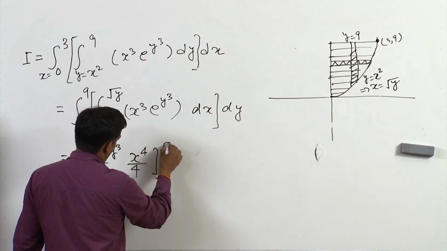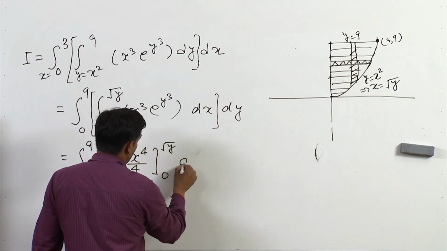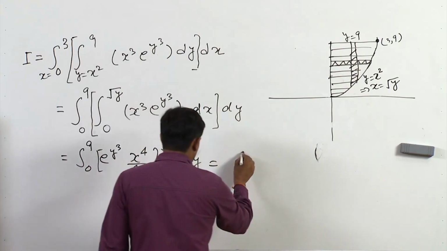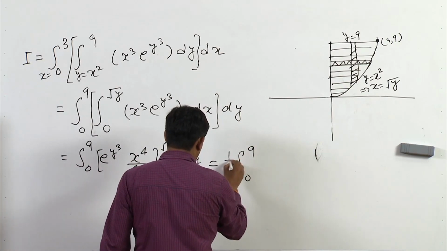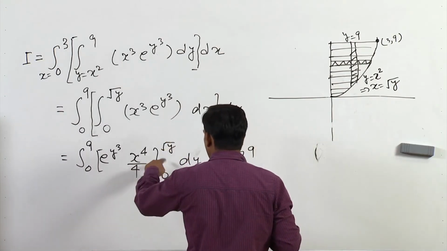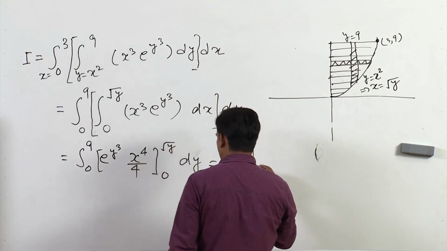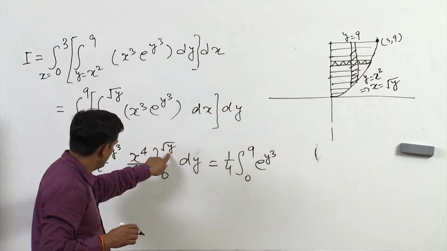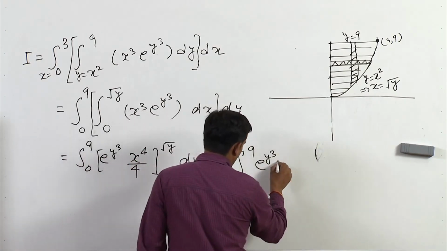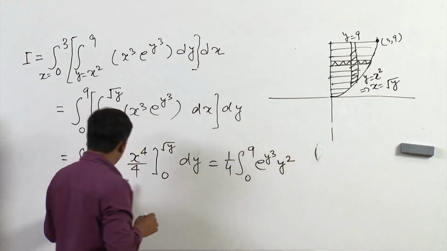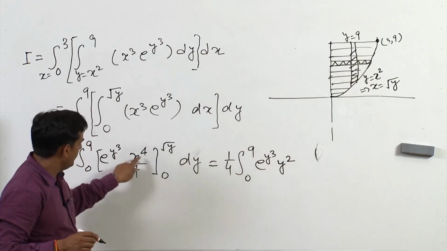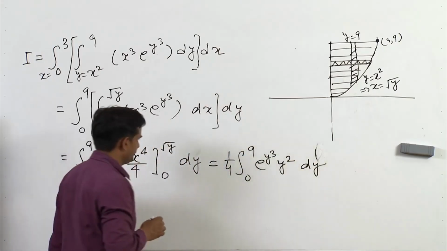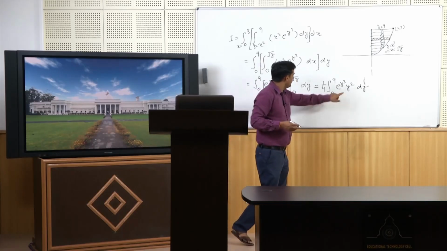Limit will be 0 to root y and then dy. This thing equals the integral from 0 to 9 of 1 by 4. When I put root y, x raised to power 4 will become y square, and when I put 0, it will become 0, into dy. Okay, so now we have this integral.